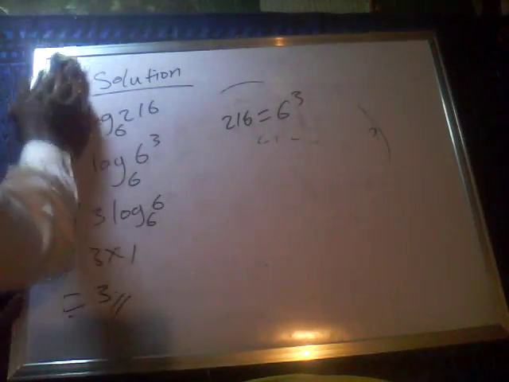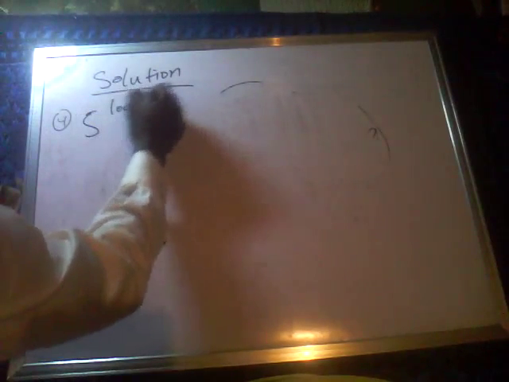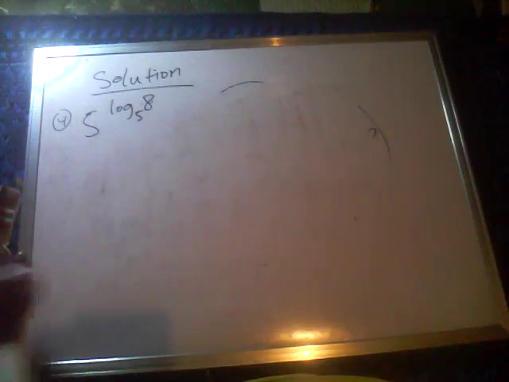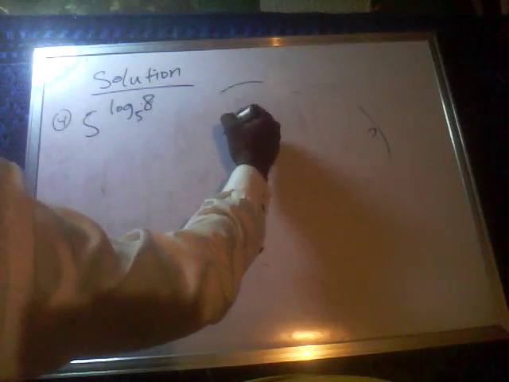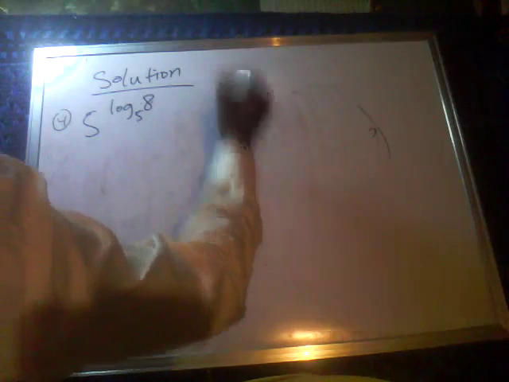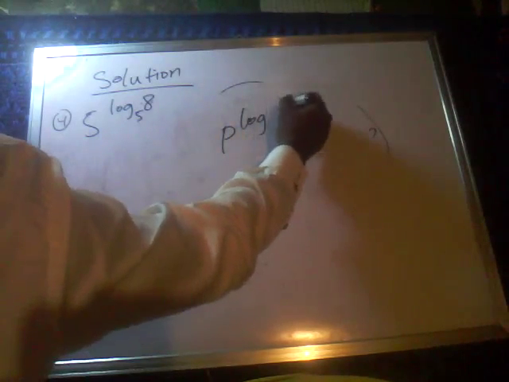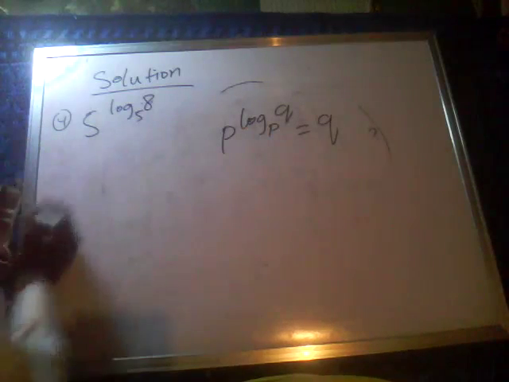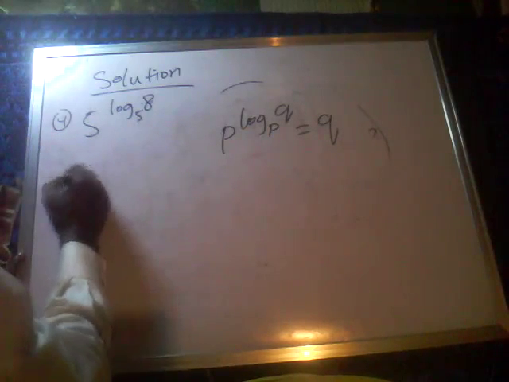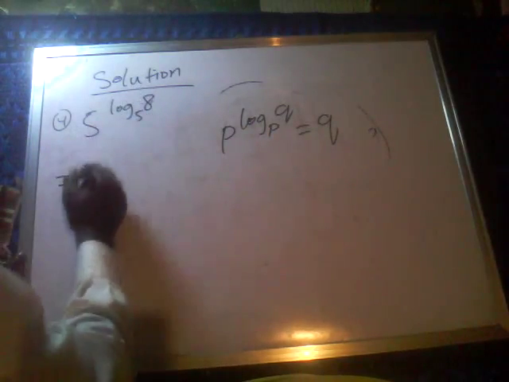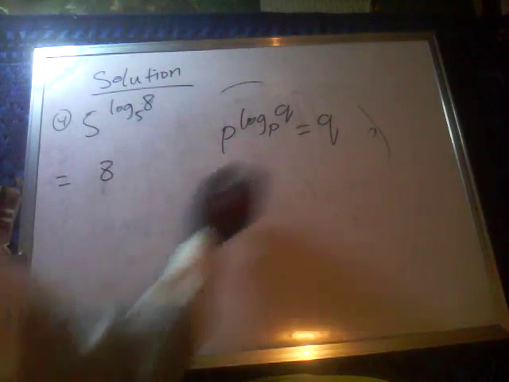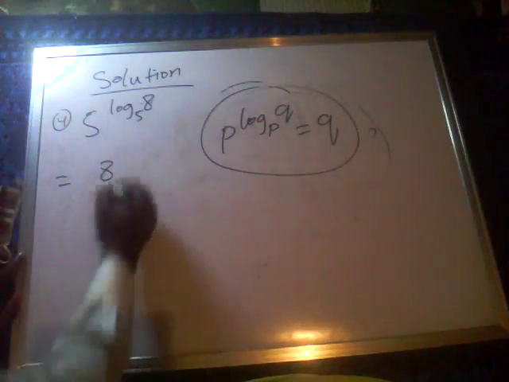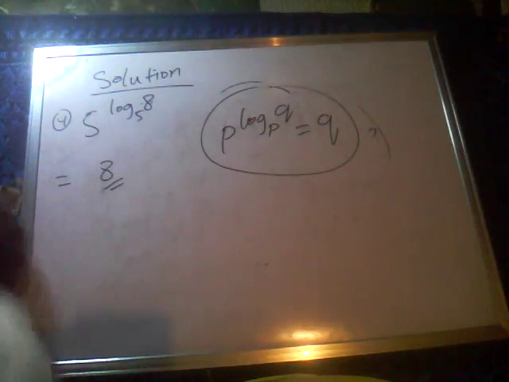Now number 4, problem number 4 is 5 raised to power log a to base 5. Now there is a law in logarithm that states that p raised to power log q to base p will be equal to q. So the same thing is applicable to this, so that's going to be 5 raised to power log a to base 5. The answer is going to be a. So this is the law that we must master for logarithm.